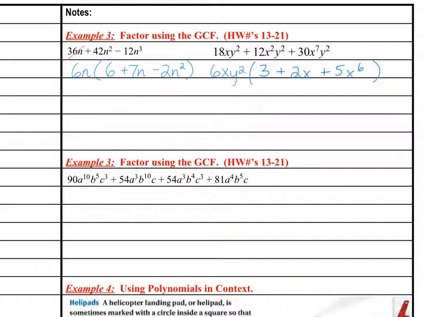Your number should be 9. Your A values are A to the 10th, A to the 3rd, A to the 3rd, A to the 4th. So the highest thing that you can take out is A to the 3rd, because that's the only thing that they all have in common. That's the highest one they all have. They all have at least A to the 3rd. Think about it that way.